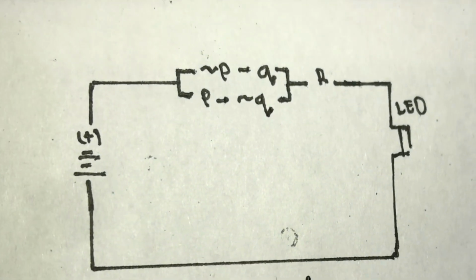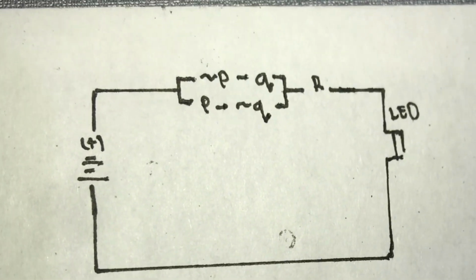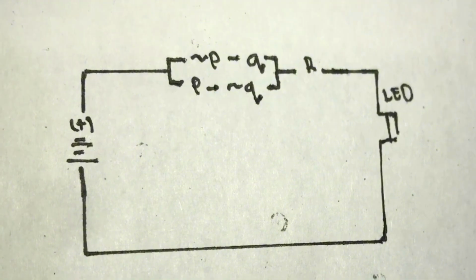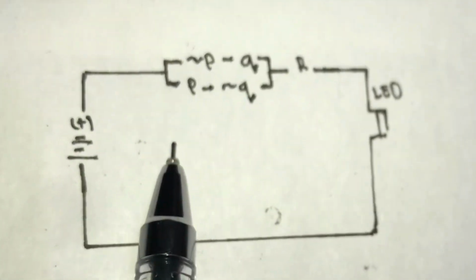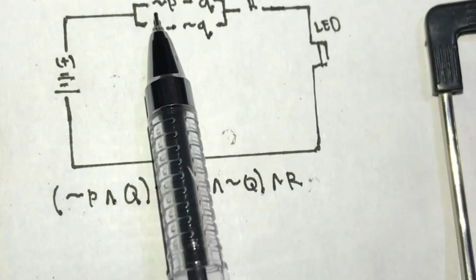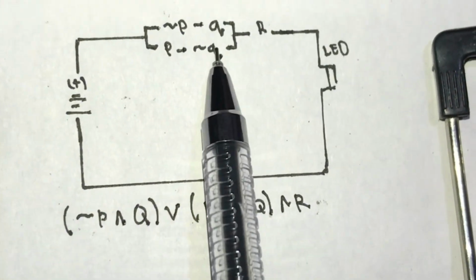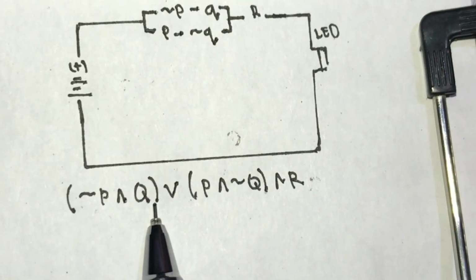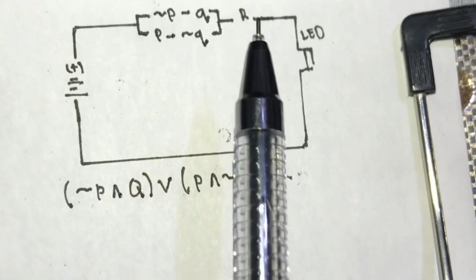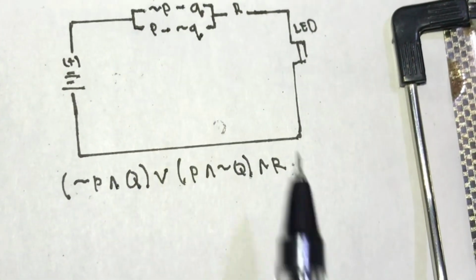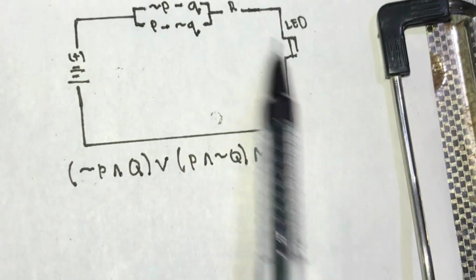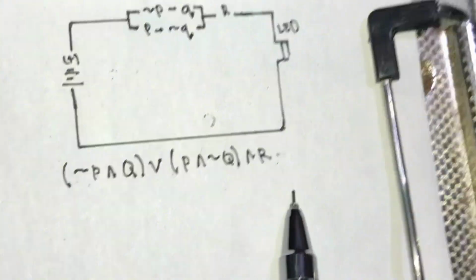This is our circuit example. The circuit has two types, the series and the parallel one. So our circuit is the parallel type. To get this formula, first step is negation of P and Q. You write it down over there, close and open parenthesis. Or P and negation of Q. You also have to write it down here, then R. So this is our formula now.